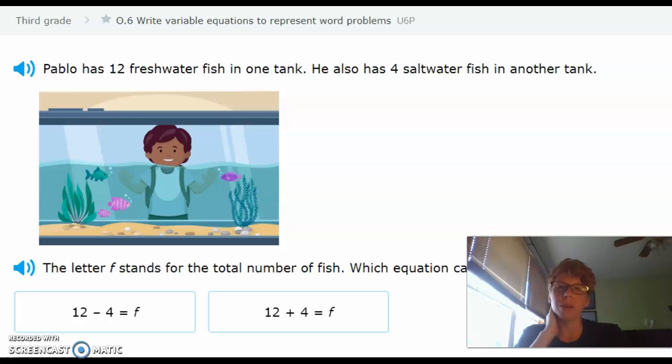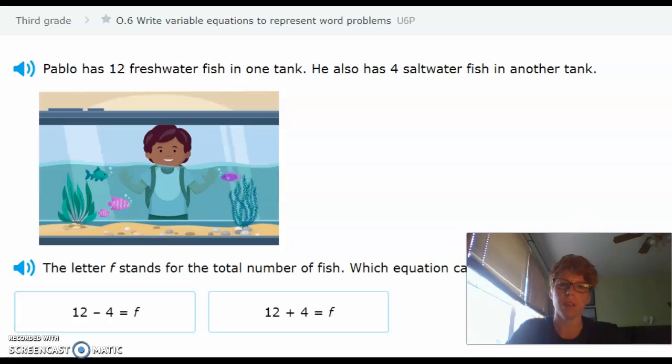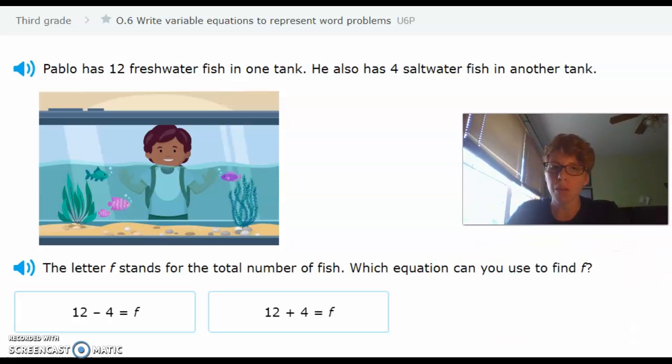In this video, we are going to match equations to word problems. That means we're going to read each word problem and decide which equation or math sentence matches it. So let's start by reading it off.